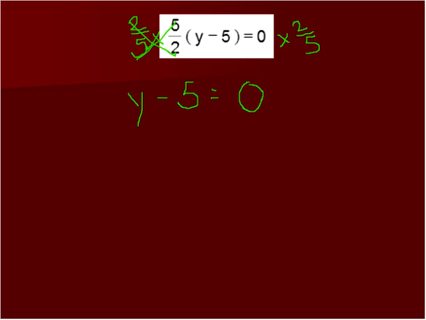So my last step to getting y by itself is getting rid of that minus 5. So doing the inverse of minus 5 is plus 5 on both sides. So this would give me y equals a positive 5.